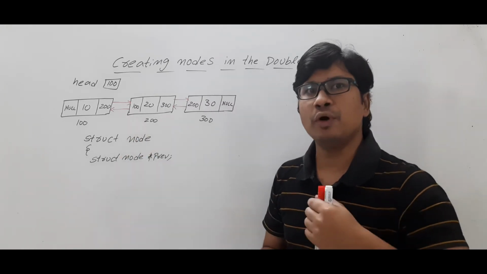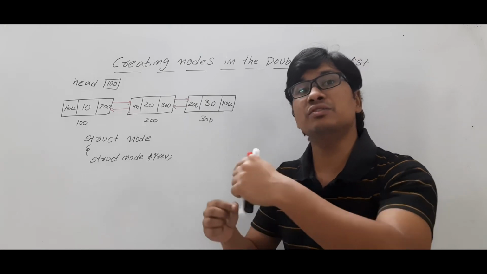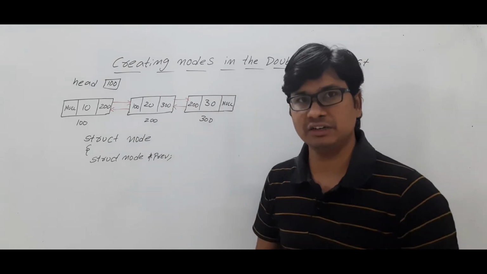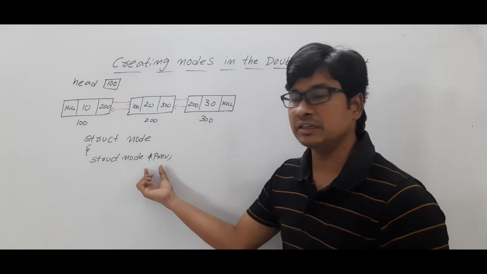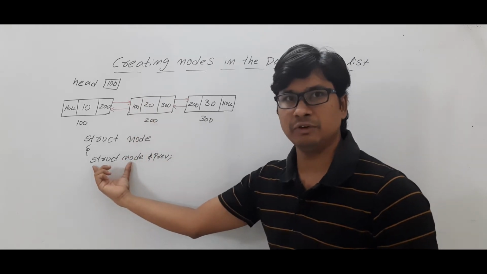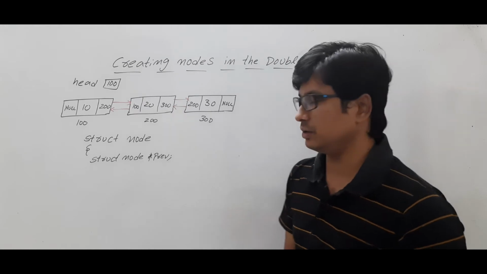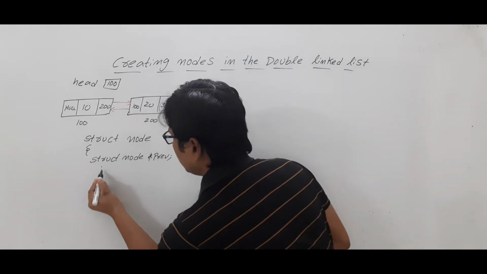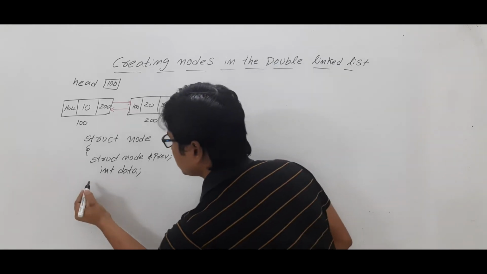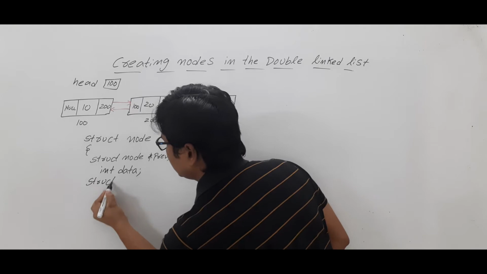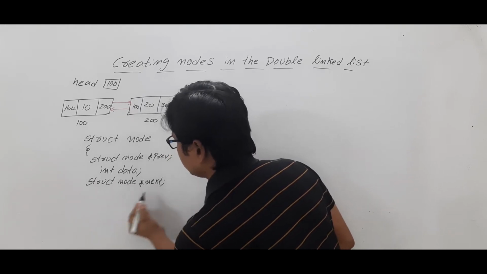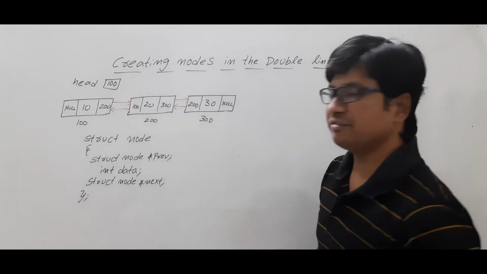What is a pointer? Pointer is a variable which stores the address of another variable. If it is an integer pointer, it stores the address of an integer variable. Similarly, this is a pointer which stores the address of a struct node. So that's why you have to define the data type of the pointer as struct node. Is it clear? Then I want to store a data which is an integer, and then address of the next node I want to store. So I will write here struct node next. So I have defined a structure.